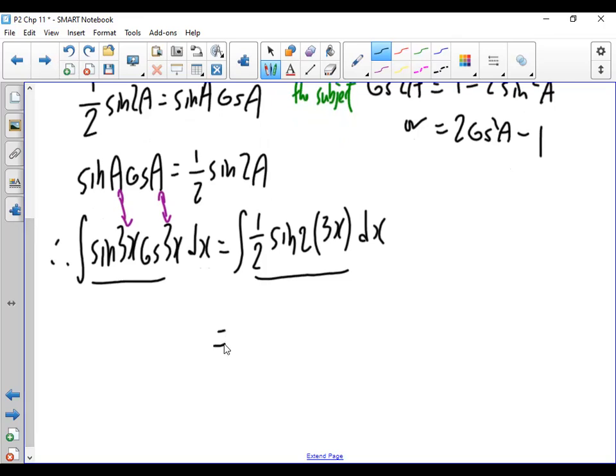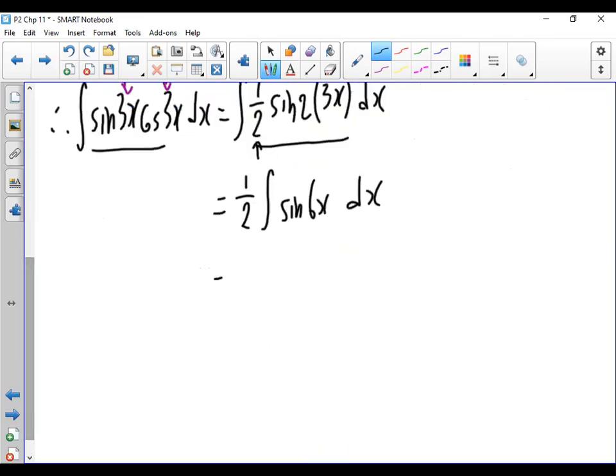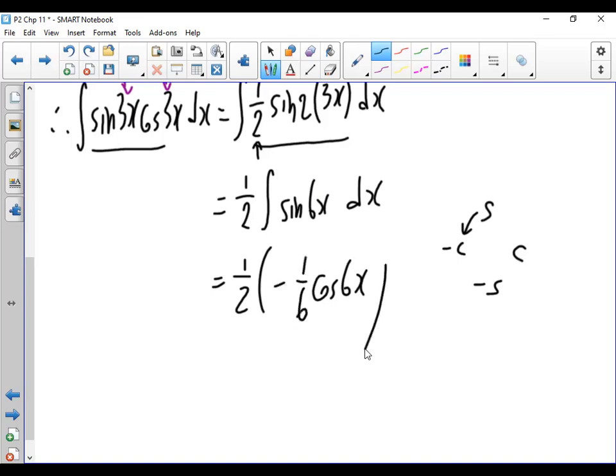Now I'm going to do some simplifying. I'm going to take the half outside because the half is a coefficient. Integral of sine 6x dx. We know how to integrate sine 6x, don't we? Integrate sine is negative cos, so it'll be negative cos 6x. But because it's a 6 inside, we have to divide by 6, so it'll be negative 1/6 cos 6x. Normally in differentiation you do 6 cos 6x, but in integration you do 1/6. So it's the opposite.